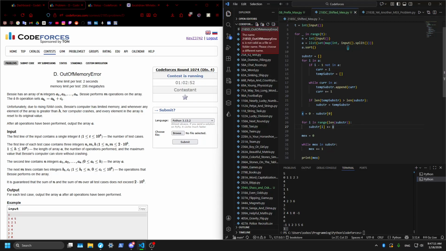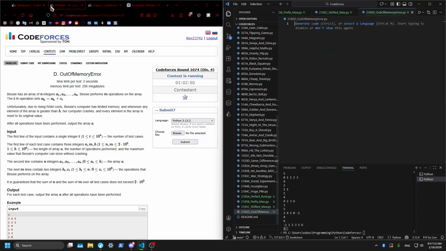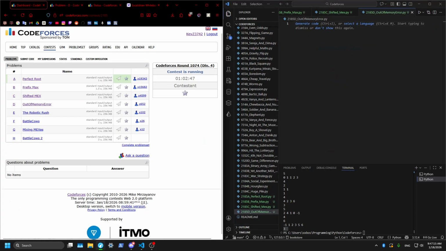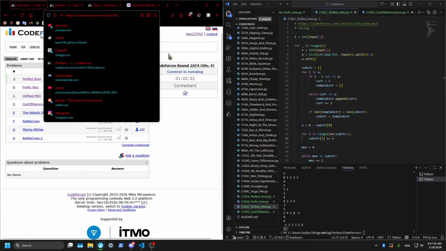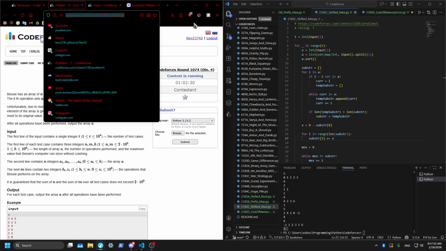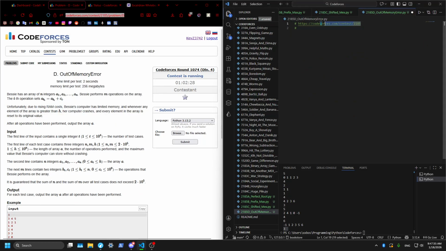Out of memory error dot py. Why did they name it like this? Messes with my naming convention. Okay. Or why doesn't this say like, oh, grabbed the wrong link. Okay.